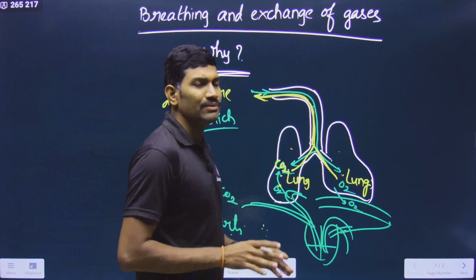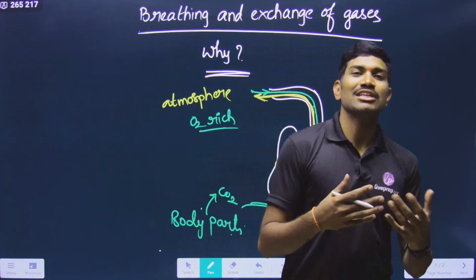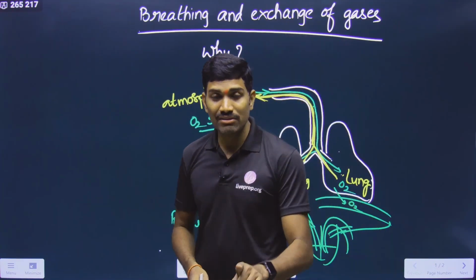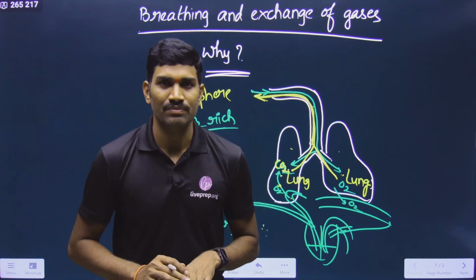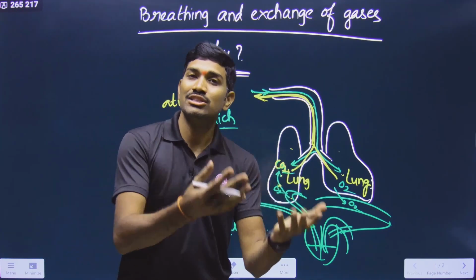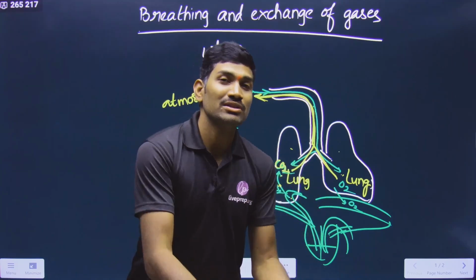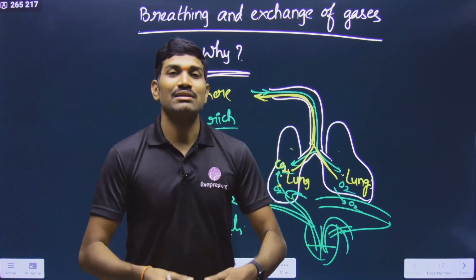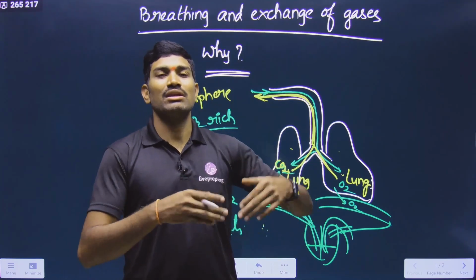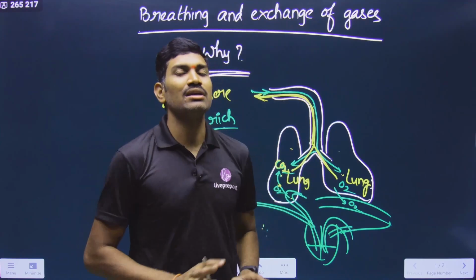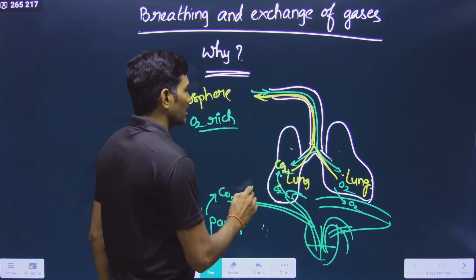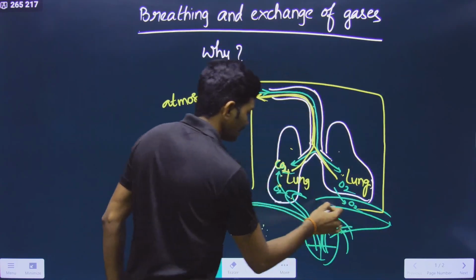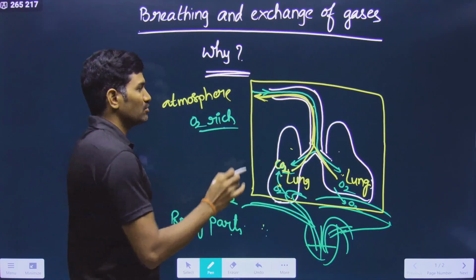So for the oxidation of the food substances, oxygen is required, and that oxygen is supplied through the breathing process. During the oxidation of the food substances, CO2 is released. That CO2 comes ultimately to the lungs, and from the lungs it is released into the atmosphere. This is the overall process of breathing. Here, breathing means only this particular step we are talking about. Breathing means what?